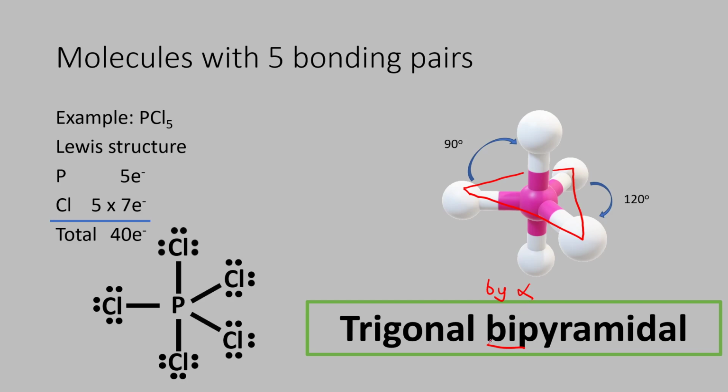Ya, and then bi ni jangan tulis by tau. By salah. Bi maksudnya ada 2. And then so maksudnya dia ada 2 piramid 3 segi. So nampak tak? Actually dia bentuk macam piramid. So satu piramid dekat atas, satu piramid dekat bawah. Okay, nampak tak? Macam ada 2 piramid kita tangkup together. Hence why it's called trigonal bipyramidal.